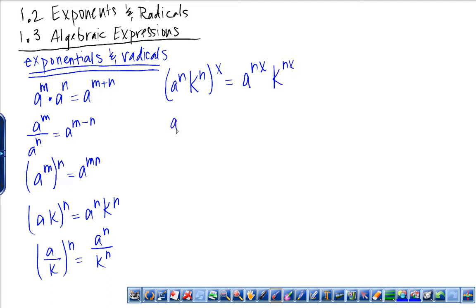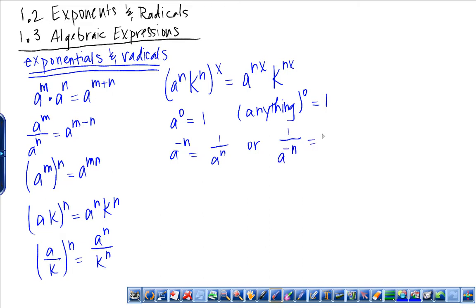Okay, so what if I have a to the 0? Anything to the 0 power is going to be 1. In fact, if I wrote anything and raise that to the 0 power, that would be 1. If I have a raised to the negative n power, that can be rewritten as 1 over a to the n power, and that becomes a positive now. Or if I have 1 over a to the negative n, I can make that positive by moving it to the top of the fraction and making that a to the n.